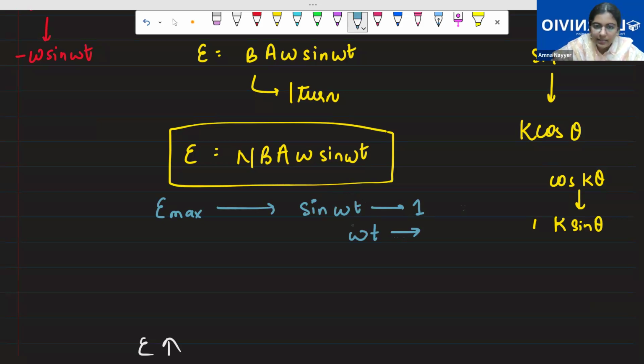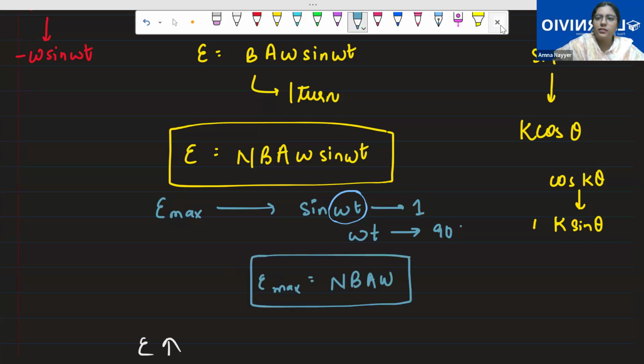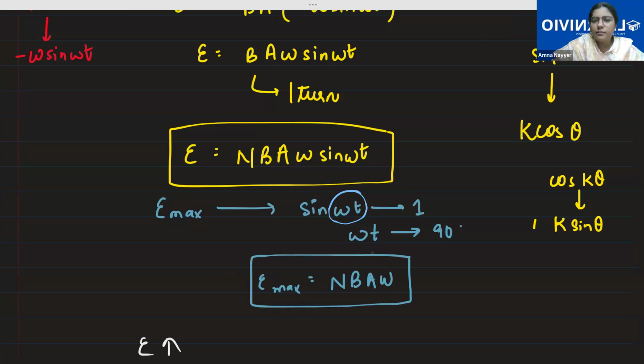When is sine theta 1? This is theta, no? This part, Ma'am, 90. Omega t is 90, you get E max. That is, E max will be NBA omega. This is used often. So NB omega means the maximum value.